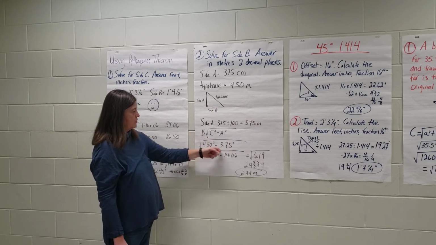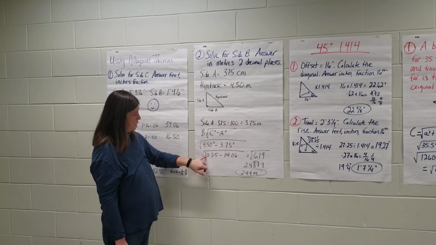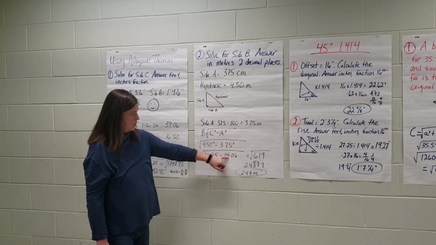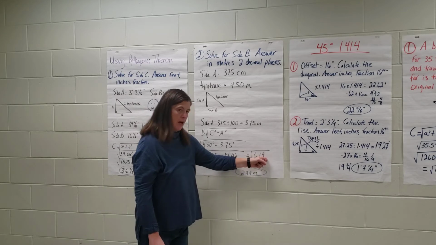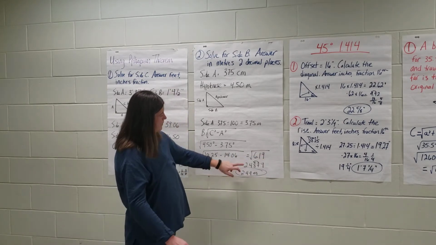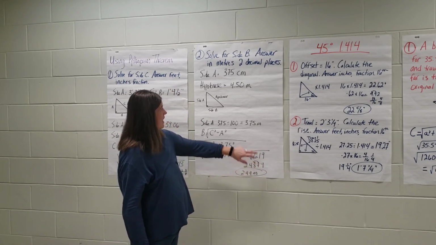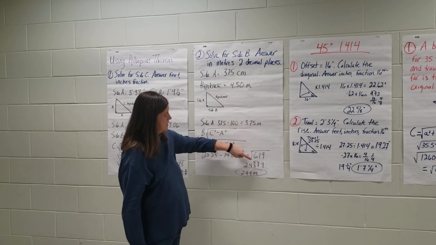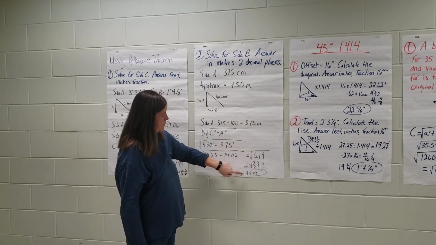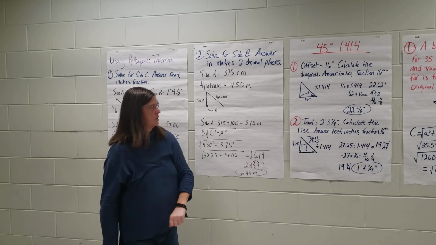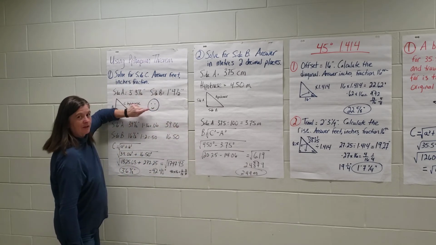4.50 squared minus 3.75 squared. 20.25 minus 14.06. 6.19, shift and square root. We get 2.4879, 2 decimal places. We round that up, it comes out to 2.49 meters. And you're smiling just like this here now.